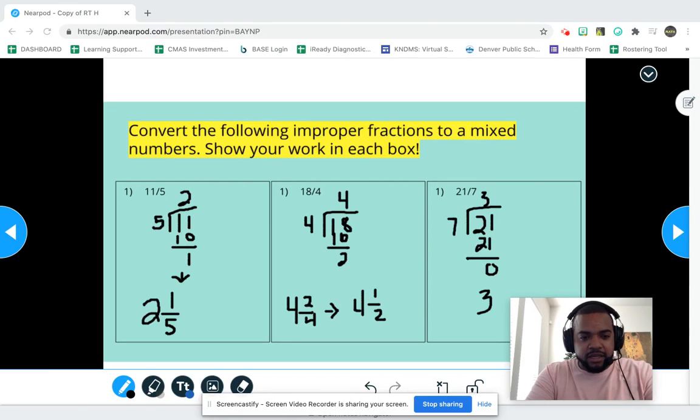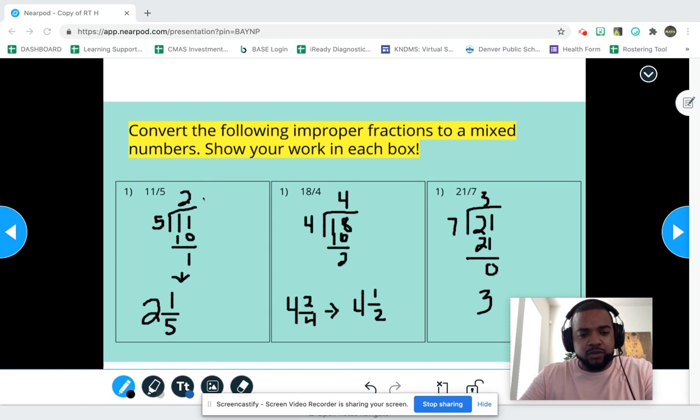All right, so let's look at the work you just recently did. You should have taken these improper fractions into mixed numbers, and here are the answers you should have got for each of them. As you're looking, double check that you correctly divided, that your numerator is inside the house, denominator is outside the house. You correctly figured out how many groups you can make of your denominator here, your divisor.